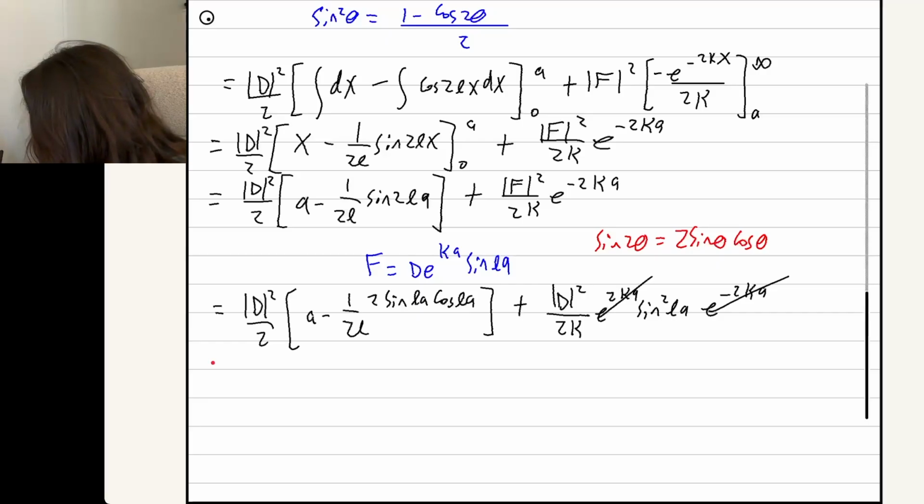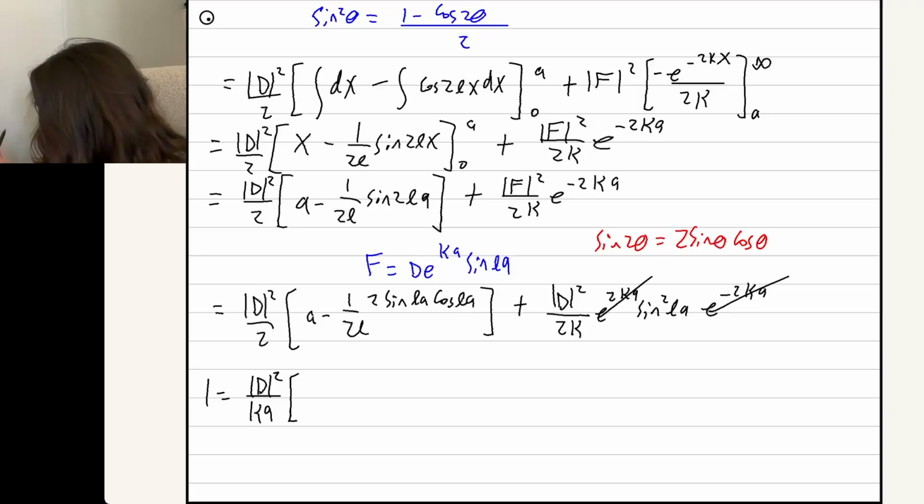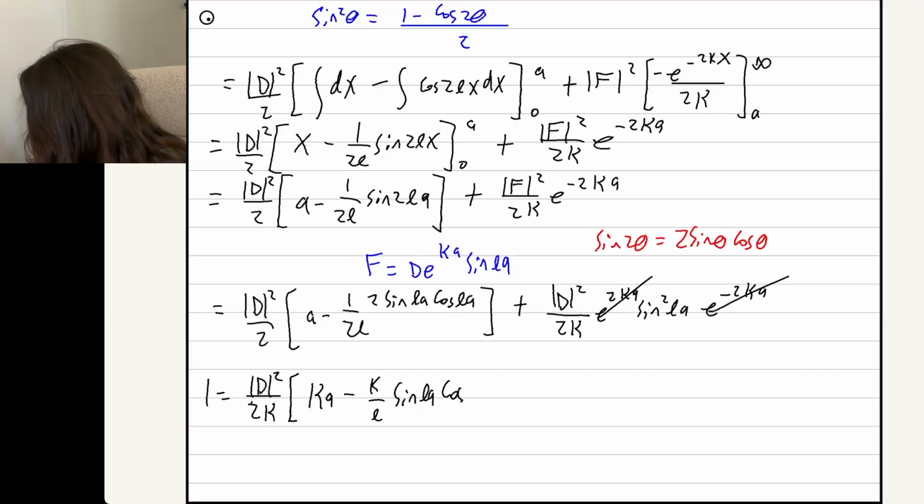We can group it all together. We'll get stuff which depends on mod d squared over 2 kappa, and then in the brackets we'll have kappa a minus k over l sine la cosine la, plus sine squared la.